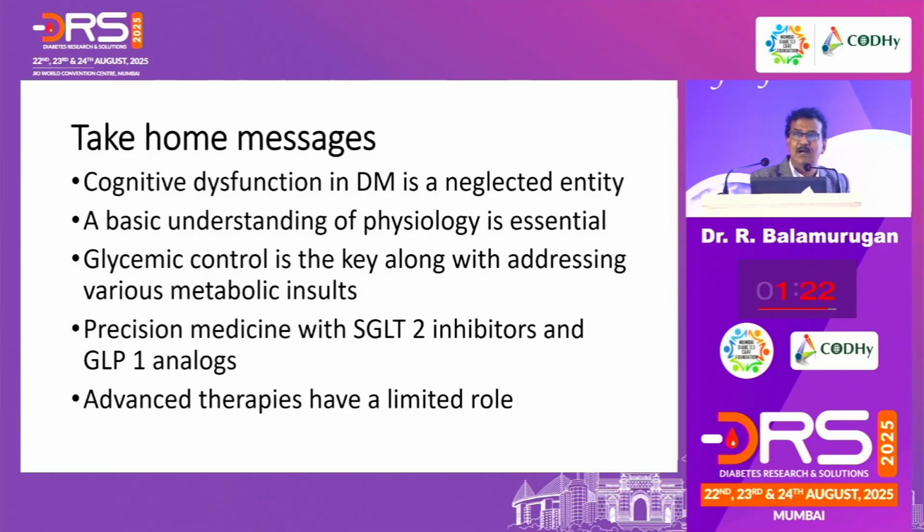Unless you look for it, you cannot find it. See, a basic understanding of physiology is essential. Glycemic control is the key, along with addressing various metabolic insults, and precision medicine with the SGLT2 inhibitors and GLP analogs may be helpful. Don't think I am talking on behalf of GLP-1 and SGLT2, because some data are available and the mechanisms are also explained, and a lot of newer advanced therapies are in research, and right now they have a limited role. In the time to come, we will get more answers.